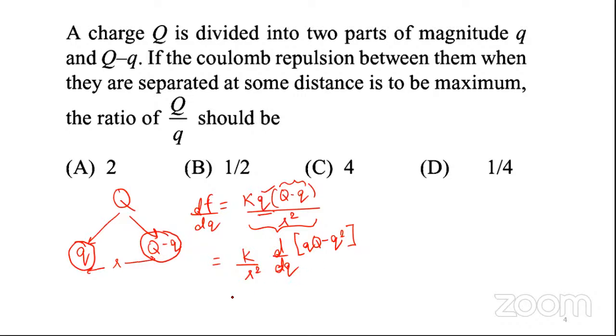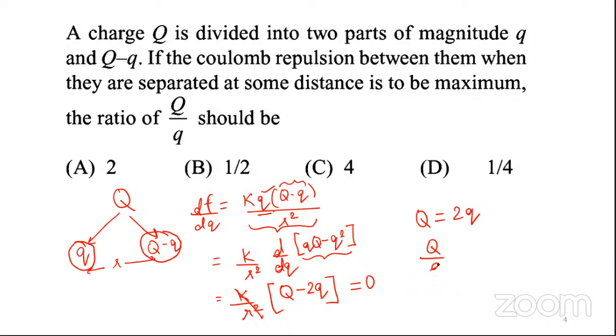All right, shall we move forward? Yes, sir. So k upon r squared, and differentiating this we have Q and minus 2q. Is this clear? Yes. And we have to find the maxima, so this will be equated to 0. The constants will be cancelled out. So we have Q equals 2q. And we have to find Q upon q, so that is equal to 2. So A will be our answer. Did you understand this? Yes, sir. Any doubt? No, sir.